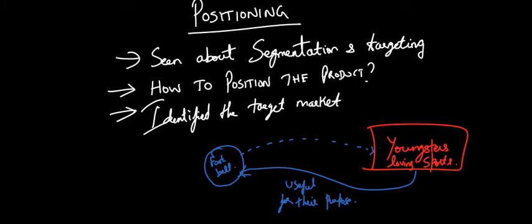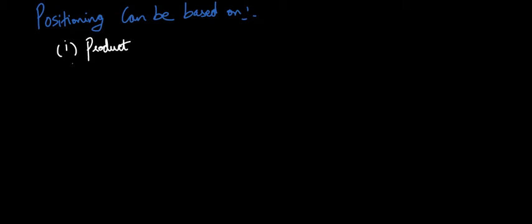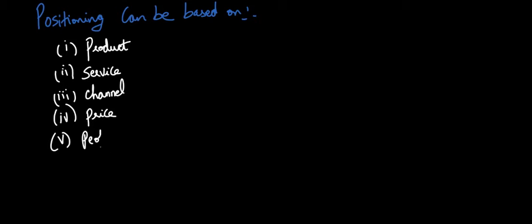To do this, positioning can be based on 6 different things. They are: first is based on the product; second, based on service; third is based on channel; the fourth one is based on price; fifth is based on people; and the sixth is based on image. So these are the 6 different lines on which positioning can be based. Let us now see each and every individual line in detail.